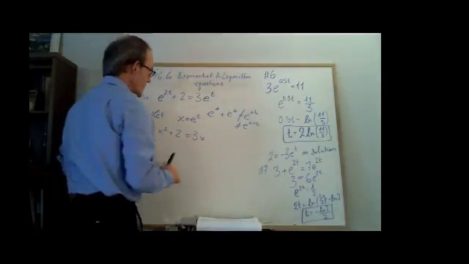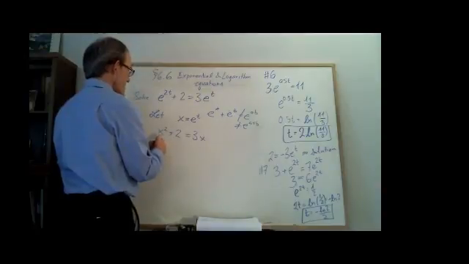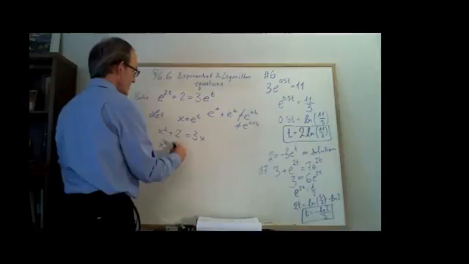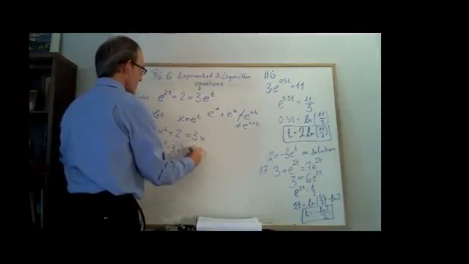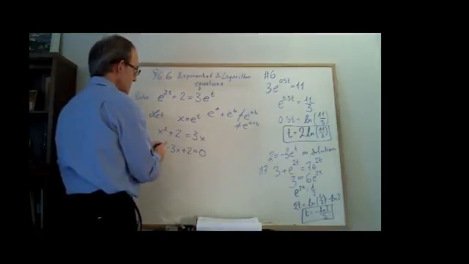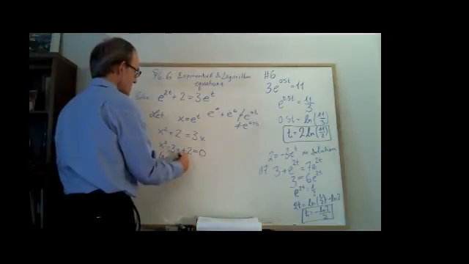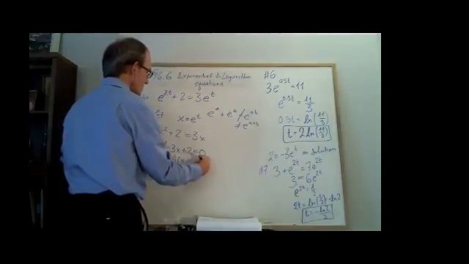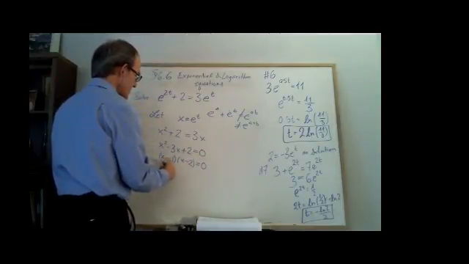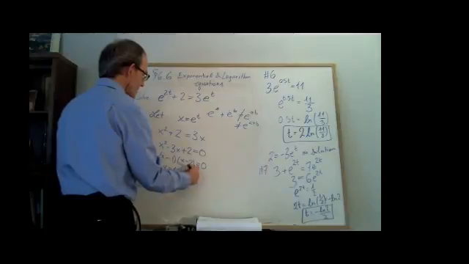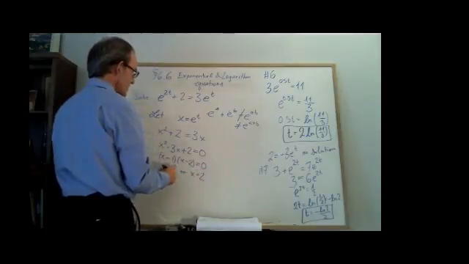Okay, so now this is a quadratic equation. So I can solve for it in the usual way. Put all the terms on one side, equate it to 0, and then factor. So here I get (x minus 1) times (x minus 2). So there are two possible solutions, x equals 1 or x equals 2.